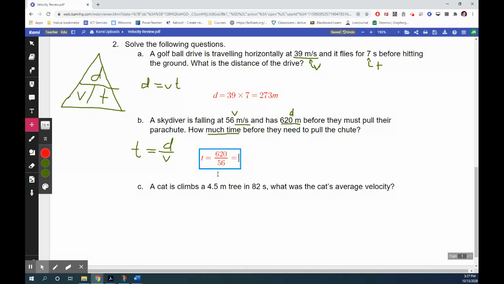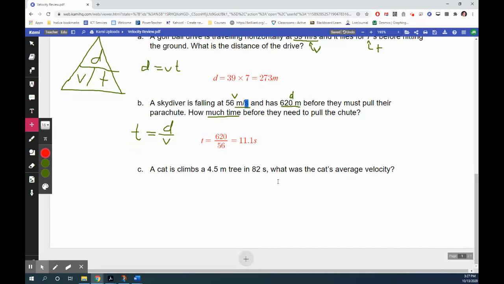That gives us 620 divided by 56 is 11.07. So 11.1 seconds. It's a time, and time here is seconds, S. Okay, in our speed, we were using seconds for a time.